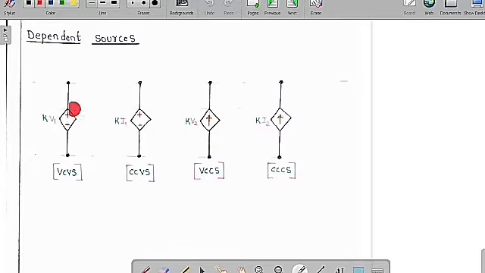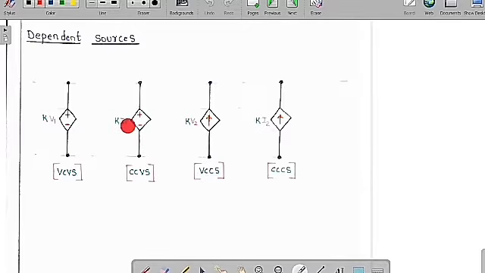This is going to control this voltage source. So because of that reason we can say voltage control voltage source. Similarly here, current control current source means current is going to control the quantity of this voltage source. So because of that reason only we can say it is a current control voltage source.